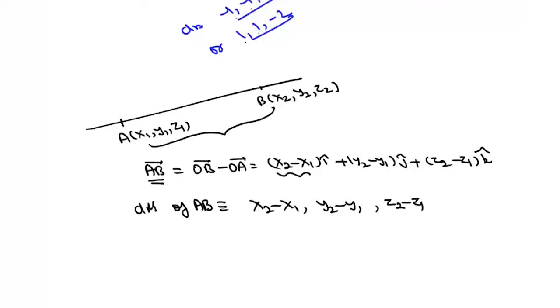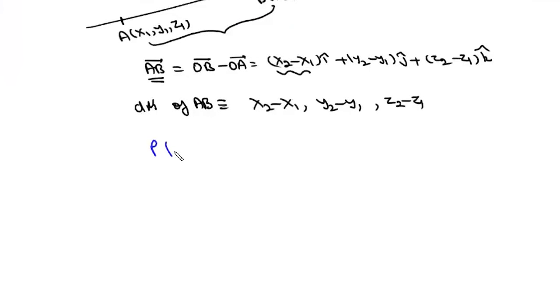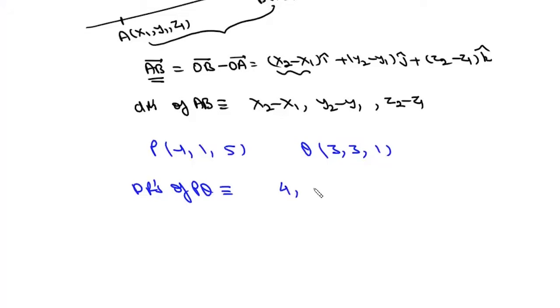Say for example, suppose we have 2 points P, which is minus 1, 1, 5 and Q, which is 3, 3, 1. Then direction ratios of PQ are x2 minus x1. Now 3 minus of minus 1 is 4, 3 minus 1 is 2, and 1 minus 5 is minus 4. So we can take these direction ratios as 4, 2 and minus 4. And since 2 is a common multiple, we can take them as 2, 1 and minus 2 also. So direction ratios of this line segment PQ are 2, 1 and minus 2.